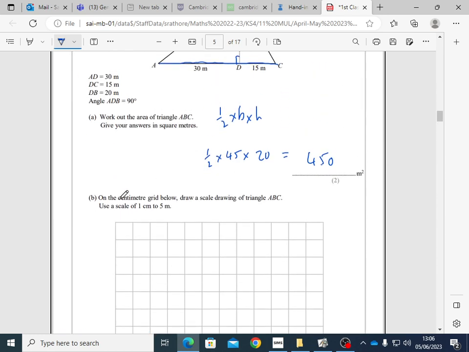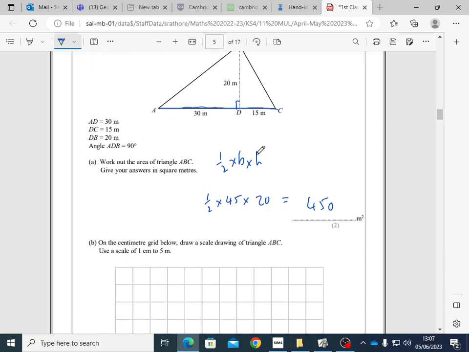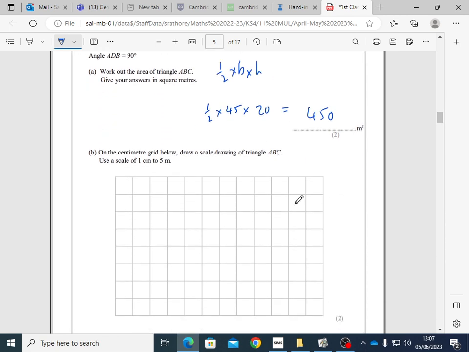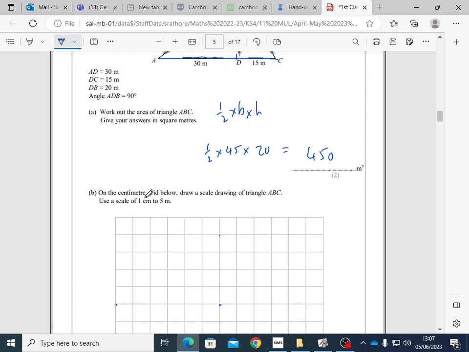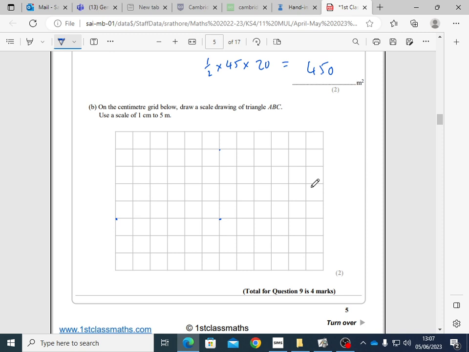Okay, it goes here. On the centimeter grid below, draw to scale ABC using 1 centimeter as 5 meters. So we know that's 20, and we know that's 45. So 20 from there to there is going to be 5, 10, 15, 20. Job done. And then from there we've got 30 going that way. So that's going to be 5, 10, 15, 20, 25, 30. And from there to there it's going to be 15. I should have done it a bit more that side. 5, 10, 15. And that's it.